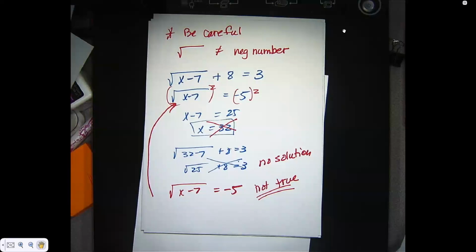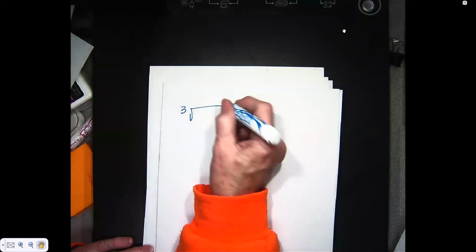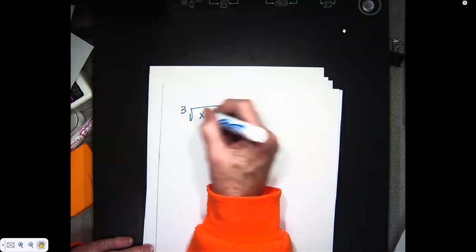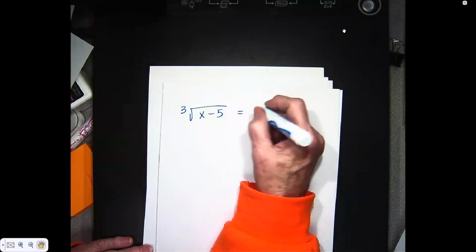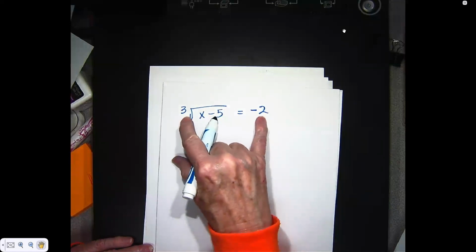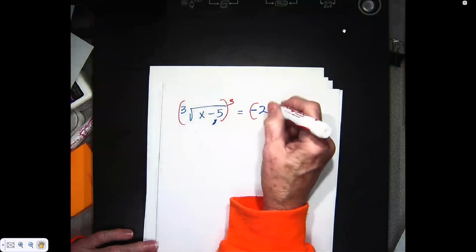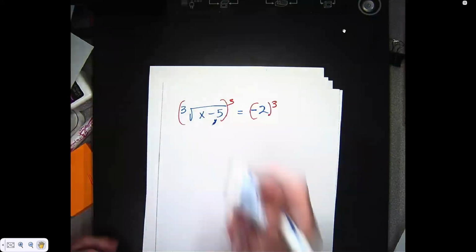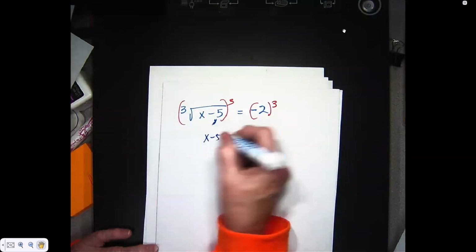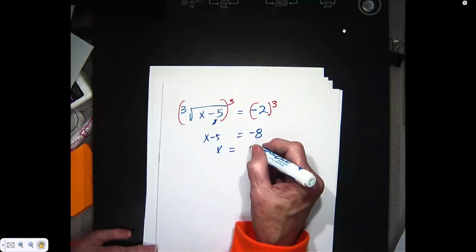So that's basically all you have for radicals. I guess I should do, if I were to have something like the cube root of x minus 5 is equal to negative 2. Okay, this is a cube. It can equal a negative number. So getting rid of a cube root means I'm going to cube both sides. So that would give me x minus 5 is equal to negative 8. x is equal to negative 3.